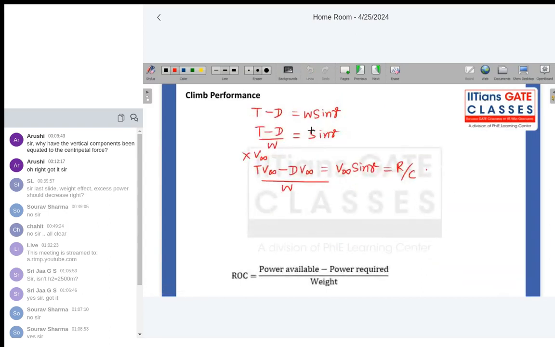So rate of climb is nothing but power available minus power required divided by weight. Thrust into velocity is also called thrust power, and drag into velocity is also called drag power.